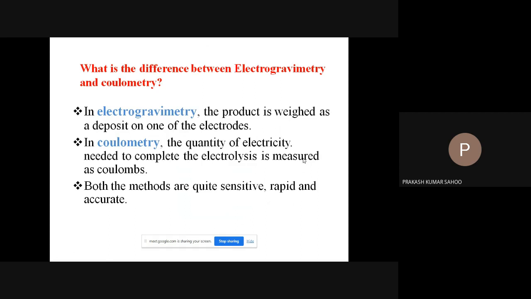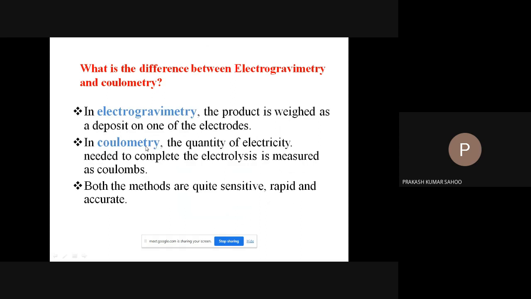Then what is the difference between electrogravimetry and coulometry? In electrogravimetry, the product is weighed as a deposit on one of the electrodes. But in coulometry, the quantity of electricity needed to complete the electrolysis is measured as coulomb. So this is coulometry. This means it is the measurement of electricity in terms of coulomb, like 1 Faraday equal to 96500 coulomb. So we have to measure the quantity of electricity that will be needed to complete the chemical reaction, that is through your coulometry.